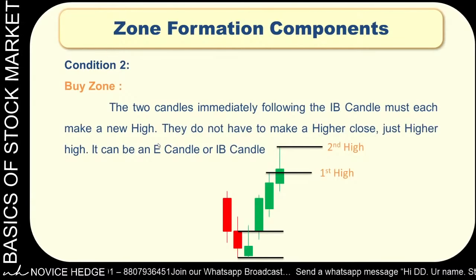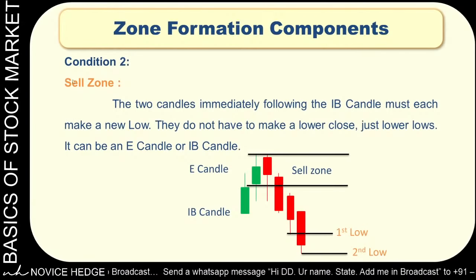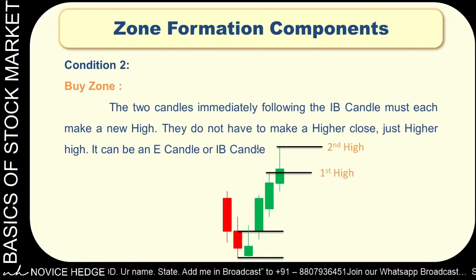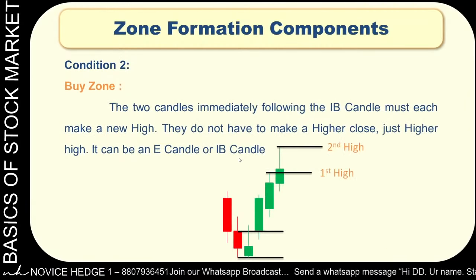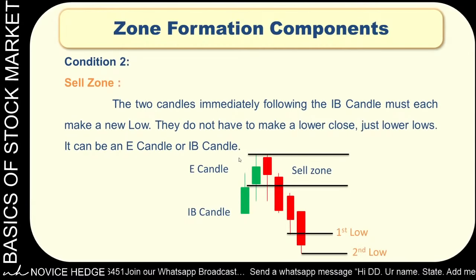But what's the important thing for a buy zone? It should form two new highs. Whereas in the case of a sell zone, it should form two consecutive lows. In the case of a buy zone, two consecutive highs; in the case of a sell zone, two consecutive lows. That's it. I think I have covered both the buy zones and the sell zones, so conditions one and two are both covered.